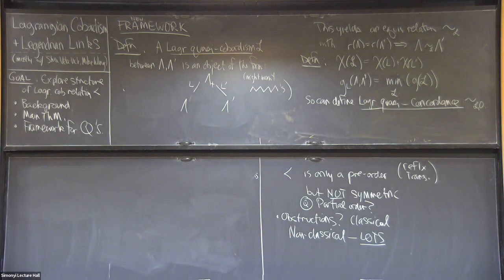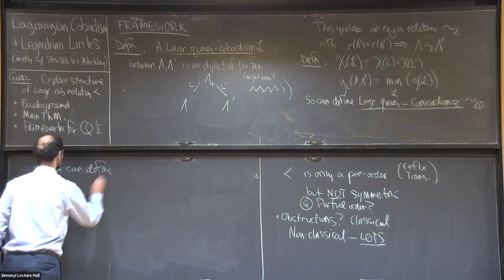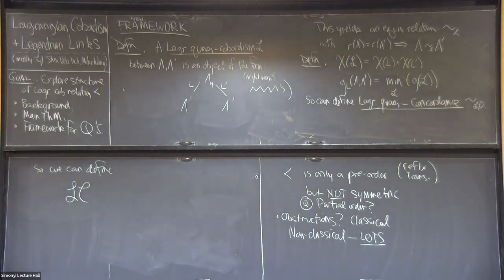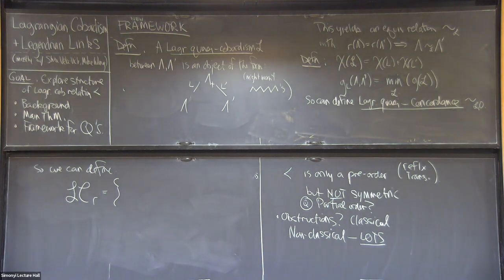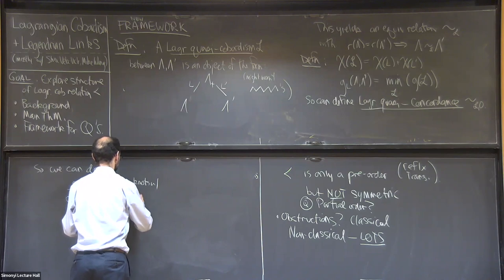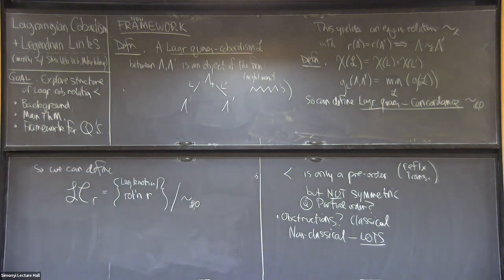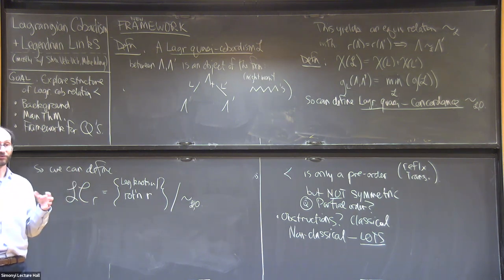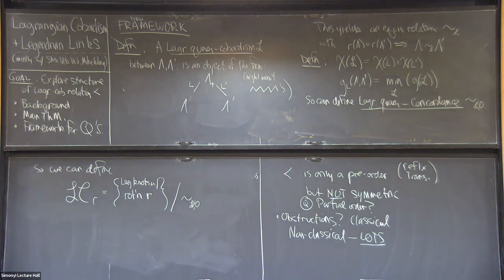In particular, we can define a structure that's similar to the smooth concordance group. Say, the Lagrangian quasi-concordance set, and the R just indicates the rotation number, because I have to split everything by rotation number. So this is Legendrian knots with rotation R, mod Lagrangian quasi-concordance. All right, and again I'm proposing this with no answers, as a framework that we can use to better understand the geometric relations among the set of all Legendrian knots.